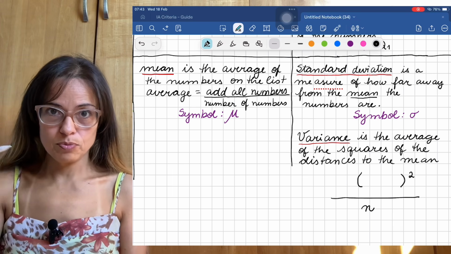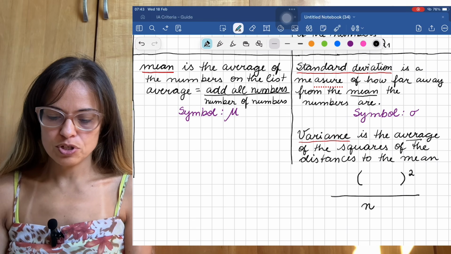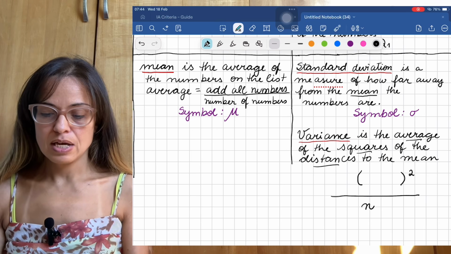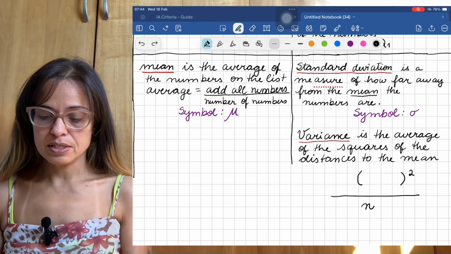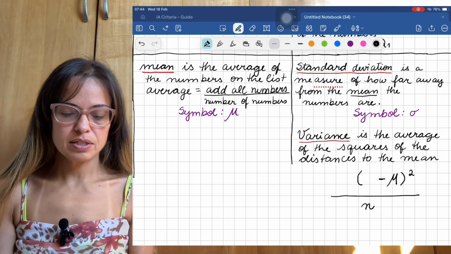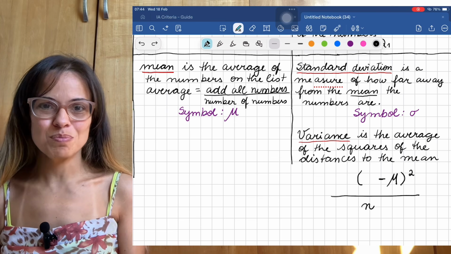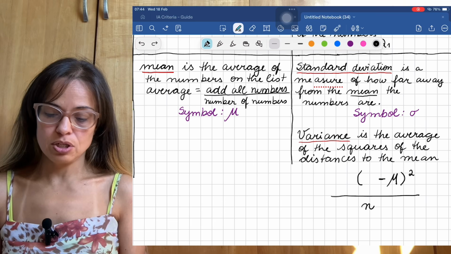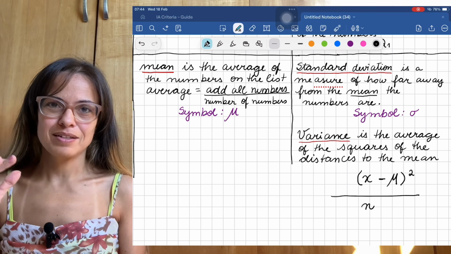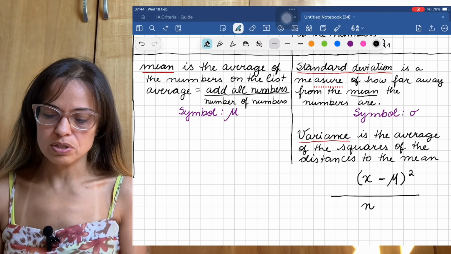Now follow along as I read each word into a symbol, okay? We did the word average, we did the word square. Now we're going to do the word distance. It's the square of the distances. How do we put distance? It is a subtraction, a distance to the mean, and I've already said that the symbol for mean is this one. The distance from what to the mean? Well, from each number on the list, let's call them x, but not every one of them is x. You need a different x for each number because they are all different.